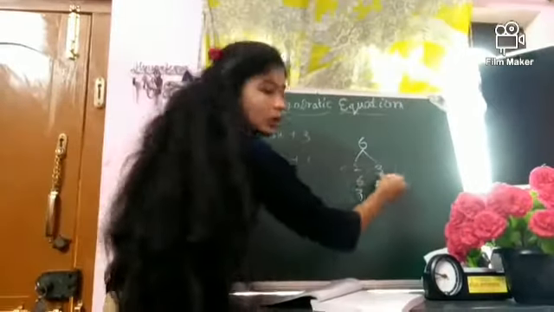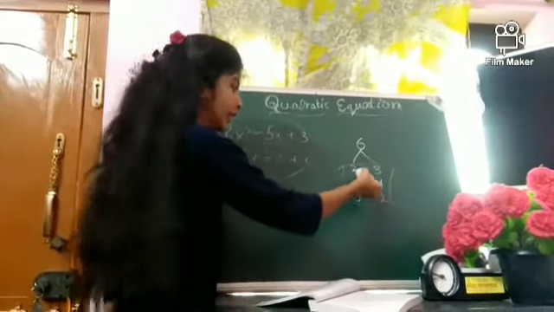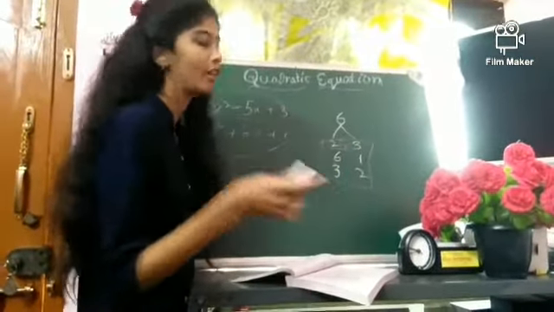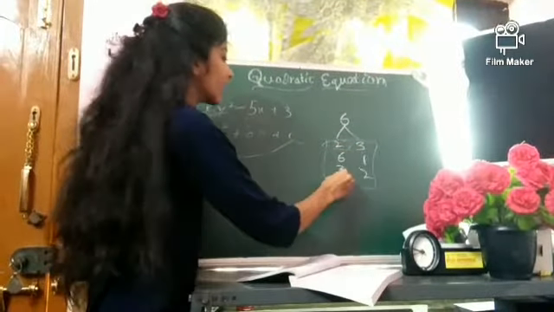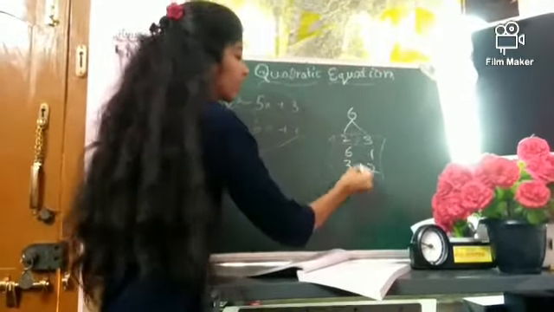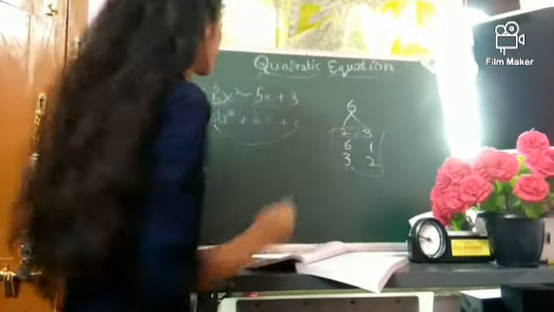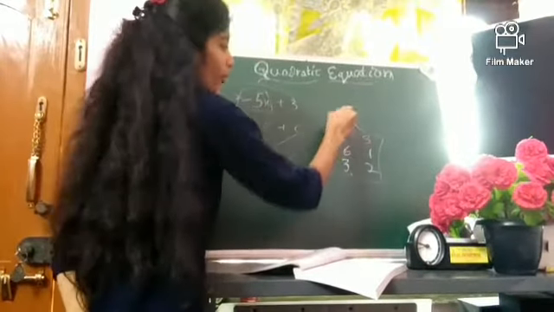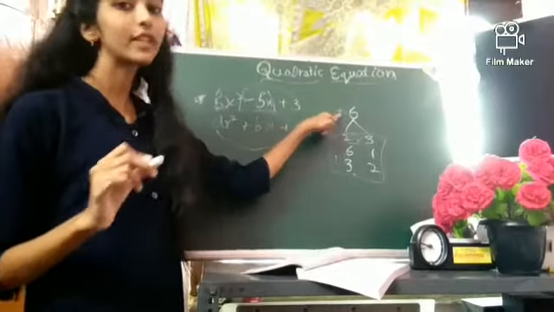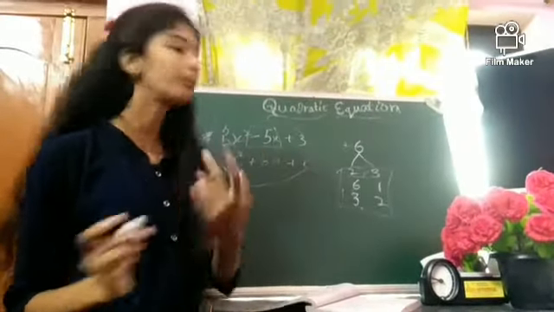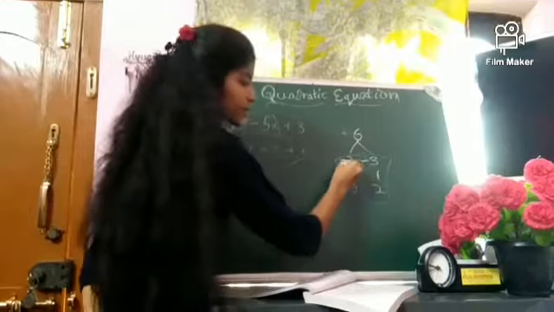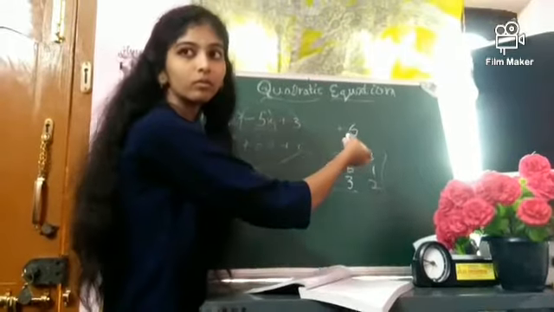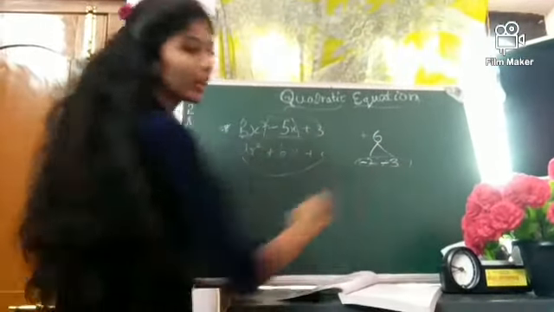Now let's see. 2 into 3 is 6, 2 plus 3 is 5. It is possible. Now let's move further. 6 into 1 is 6, 6 plus 1 is 7, or 6 minus 1 is 5. Now 3 into 2 is 6, 3 minus 2 is 1. Now let's see which of these gives us minus 5. Here it is a positive sign, so we should use both positive or both negative. So I will use 2 into 3 is 6, with minus 2 into minus 3. So this will be the correct option.